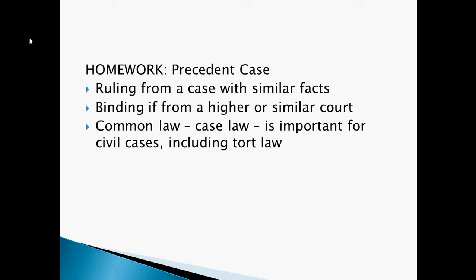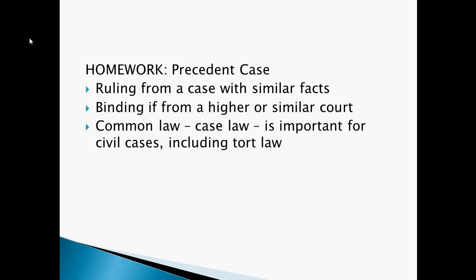And the homework was to refresh your memory on what the term precedent means. In a legal situation, a precedent is a ruling from a case with similar facts. And in fact, that ruling is binding on a court if it's been made by a court at a higher level or a similar level.